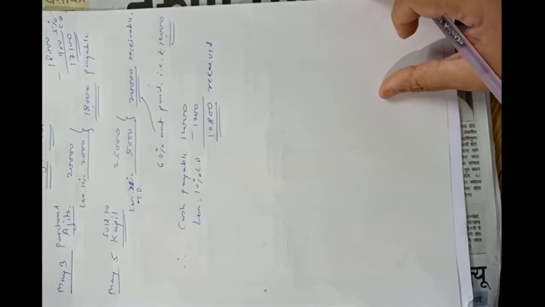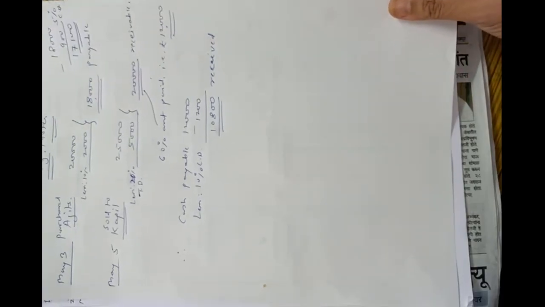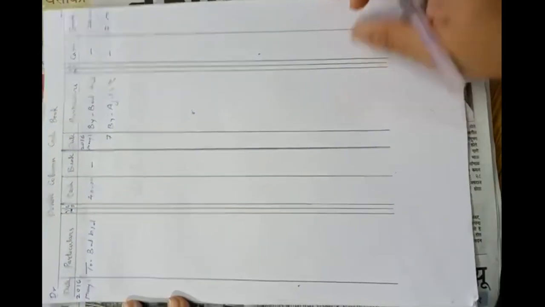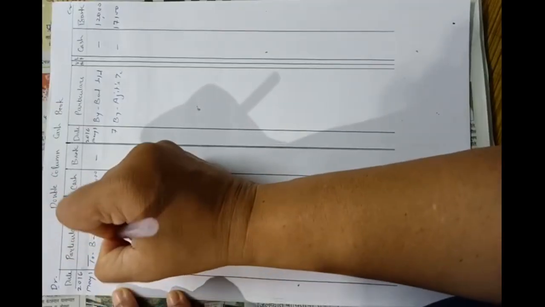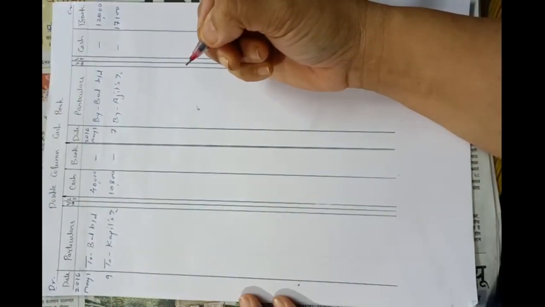10,800 amount is already received, actually received by the firm from Kapil. Understood. So here on 9th May amount received from Kapil to Kapil's account, and as cash received amount will be in cash column 10,800 and dash in bank column.